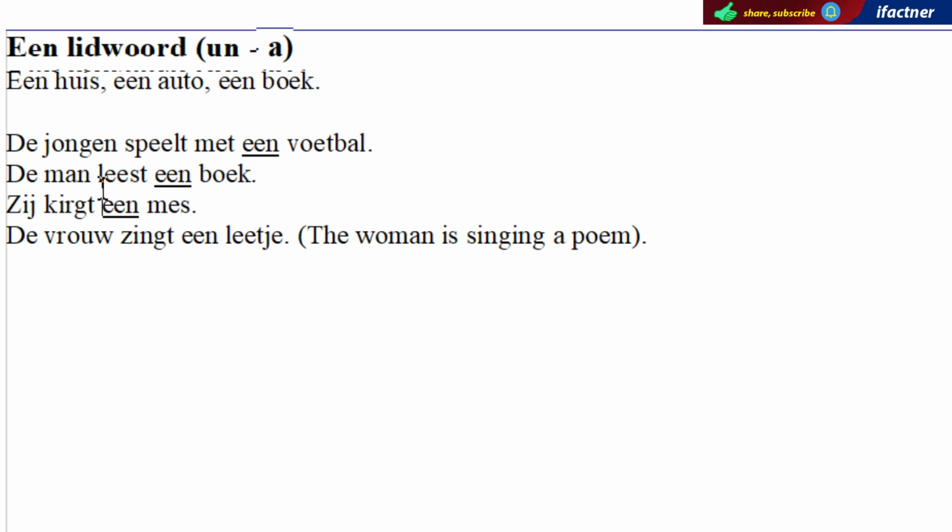So in a sentence we can use all the three lidwoorden or two lidwoorden. For example, de jongen speelt met een football. It means the boy is playing with a football. So the boy is de jongen in Dutch, and a is een in Dutch.